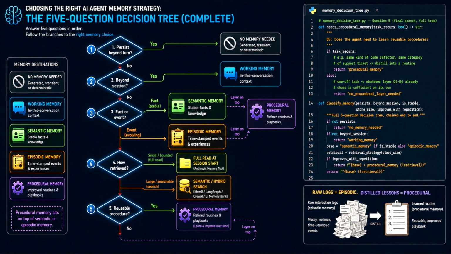A one-off or non-repeating task skips this layer entirely. Whatever semantic or episodic memory you already chose earlier is sufficient on its own, and adding procedural memory here would be pure unearned complexity. The key design decision at this final layer is what actually gets written down. Raw logs of past runs are episodic memory by definition. Procedural memory instead stores the distilled lessons, the successful steps, and the reusable strategies extracted from those raw experiences, written specifically for future application, not as a historical record.